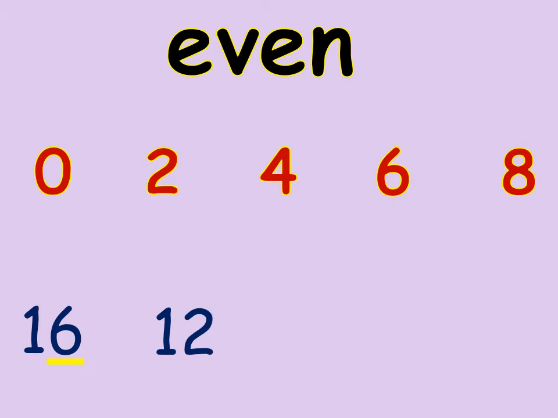Let's look at this one. There's 12. Was that on our list? 0, 2, 4, 6, 8. Nope, it's not on our list. We don't want to skip count all the way to 12. So we just look at the last digit, the 2. Is that even? Yeah, sure, that's even. It's right there on our list. 2 is even. Well, if 2 is even, then 12 is even.